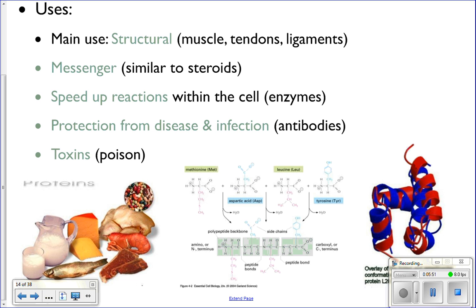And then fascinatingly, many of the poisons or toxins that you find in nature are actually proteins. So when you get stung by a bee or bit by a snake, what that animal is actually injecting into you is a protein, which is kind of interesting. And so you can see pictures of different kinds of things that have protein at the bottom here.